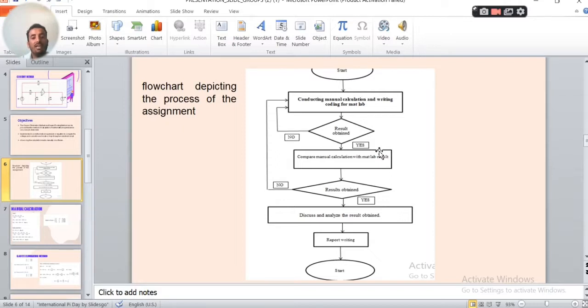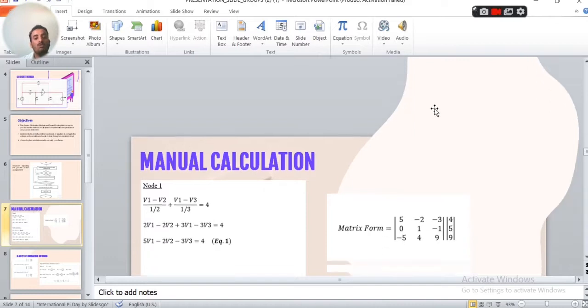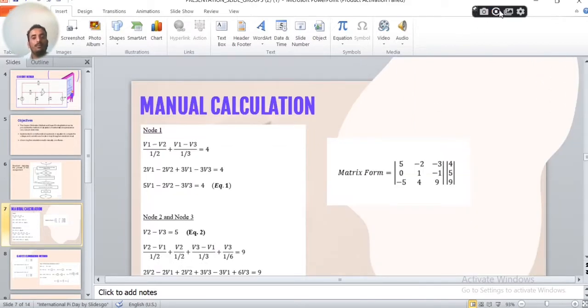This is the process flow chart of our project, which we have successfully gone through. The first step was to conduct the manual calculation and the software calculation, the software coding. After getting the results from the software coding and the manual calculation, the third step is comparing the results, and lastly analyzing the results from the manual calculation and the MATLAB software. Thank you so much. That's all for me. I will let my friend complete the presentation. Thank you.